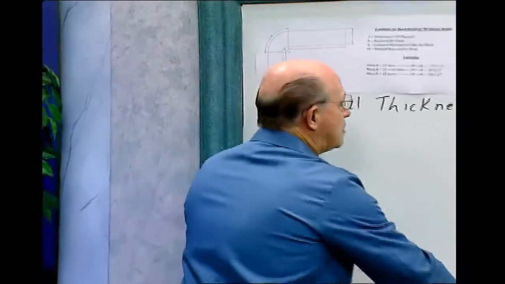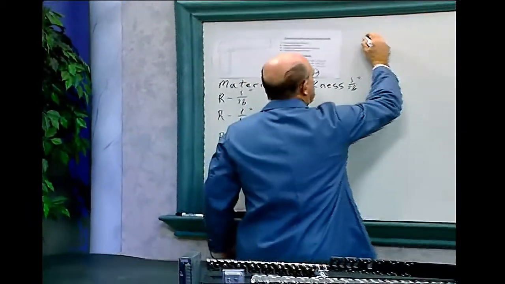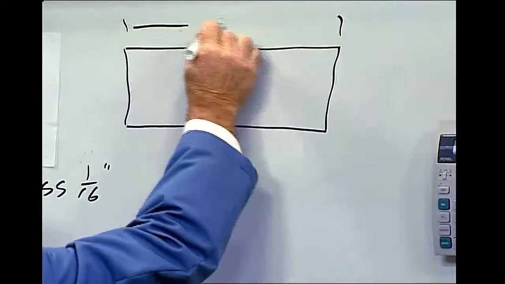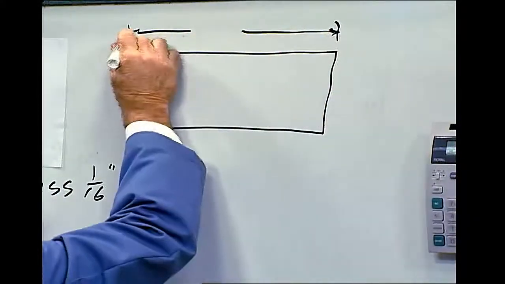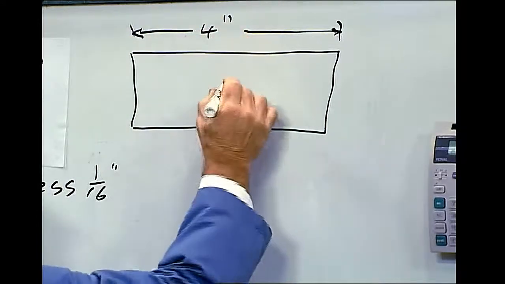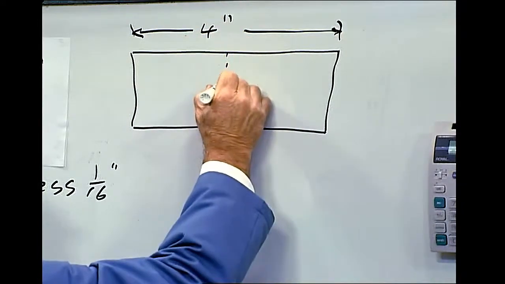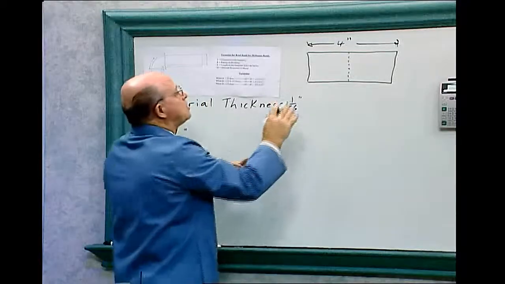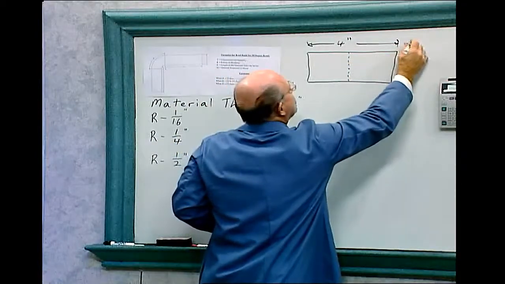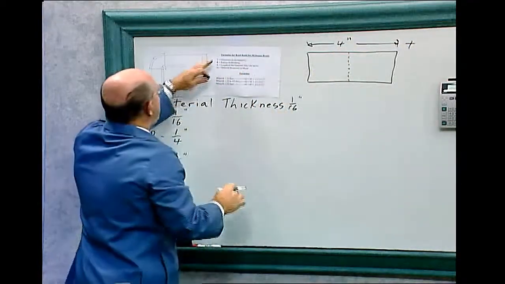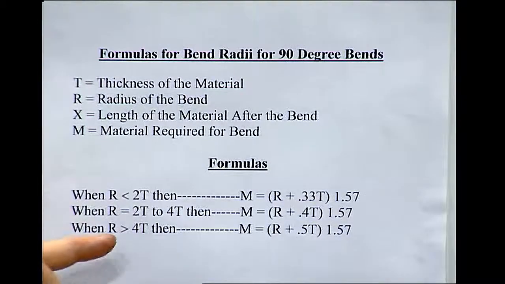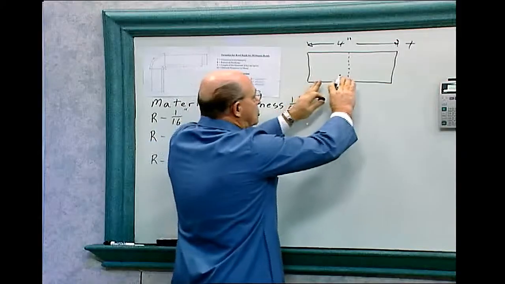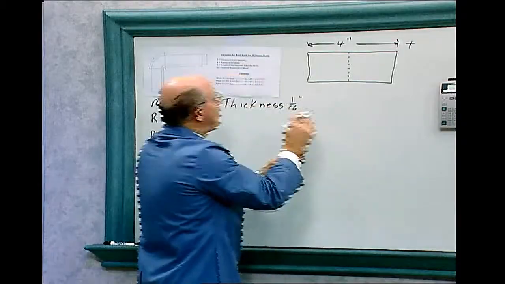And what that means, if you have a material that's this length, let's say that's 4 inches. And you want to put a bend in here, that material was stretched. This material has to be longer. You have to add material onto this, and these formulas will tell you how much material you have to add onto it when you bend it around for 90 degrees.